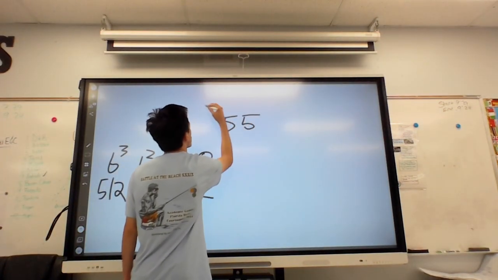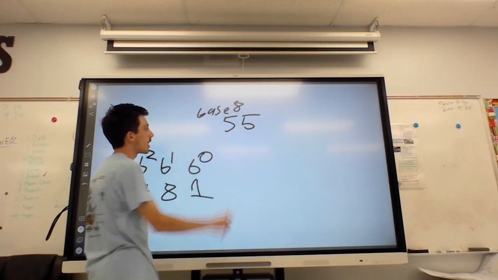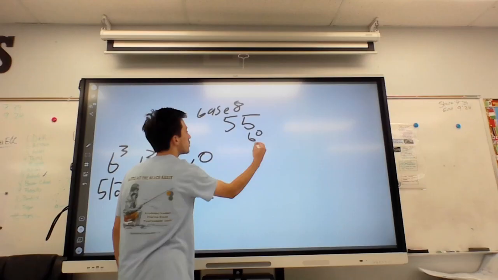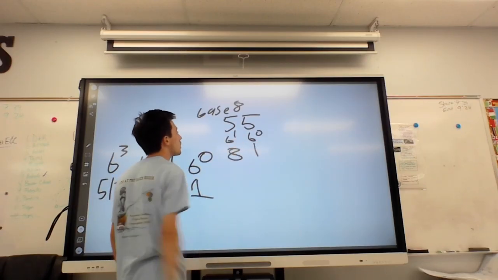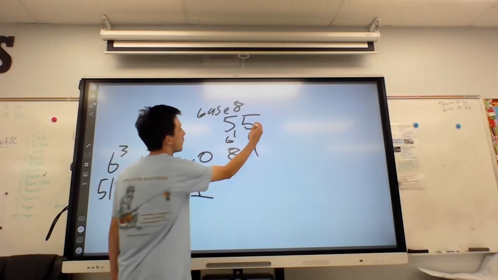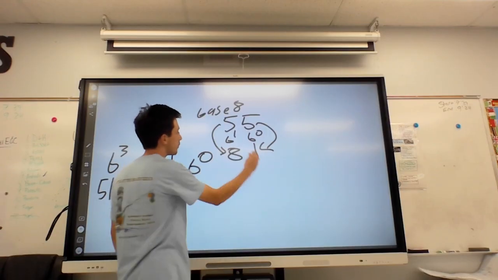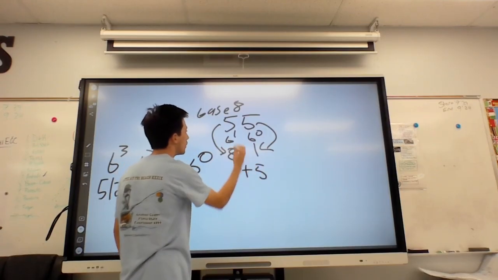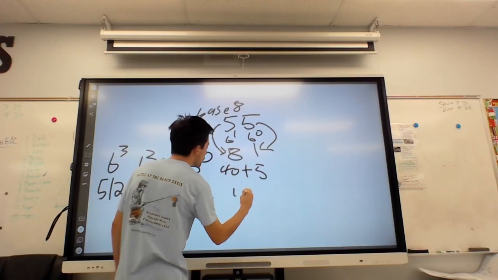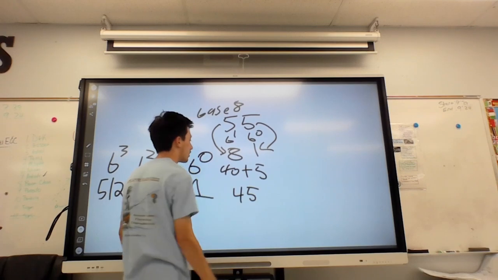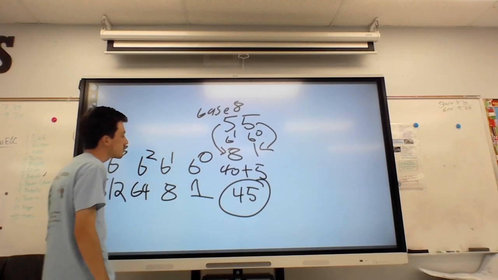55, but this is base 8. You're going to have the base of the 0's place, which is going to be the 1s place, and you're going to have the base of the 1's place, the 8s place. Now you'll have 5 1s and 5 8s. So you'll have 5 plus 5 times 8, which is 40. So 55 in base 8 is going to be 45. Basically, you can do this with all the other bases.